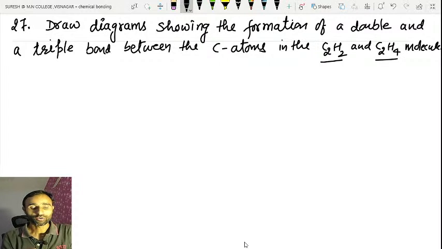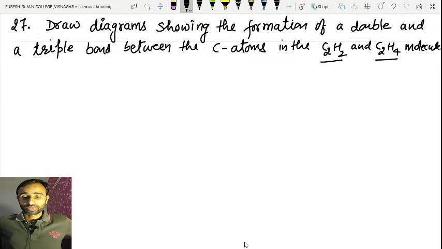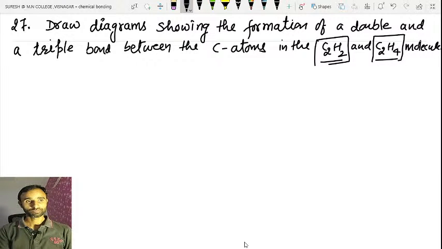Let's start now. See, the question is: draw diagrams showing the formation of a double and a triple bond between carbon atoms in C2H2 and C2H4 molecules. Now tell me, what is the hybridization of carbon in C2H2 and in C2H4? What is the hybridization of carbon?